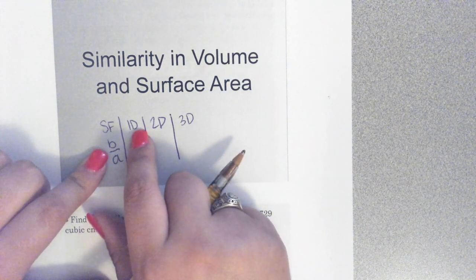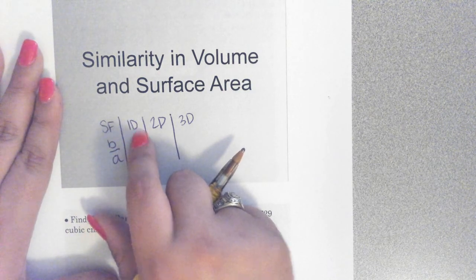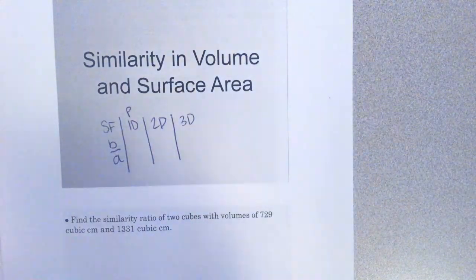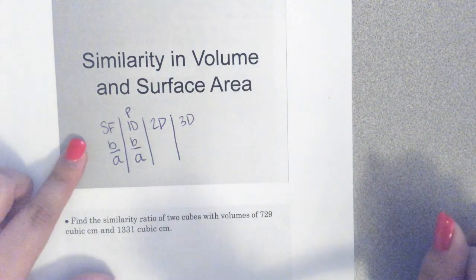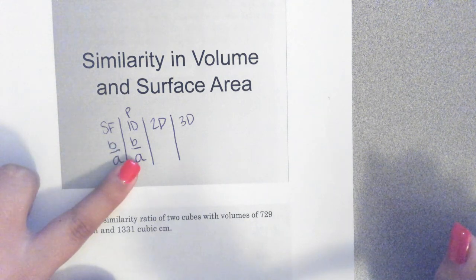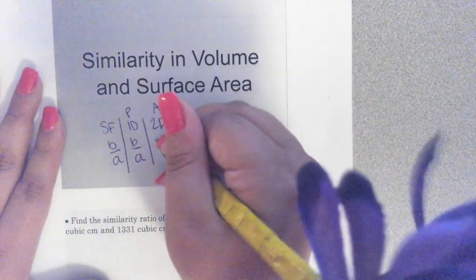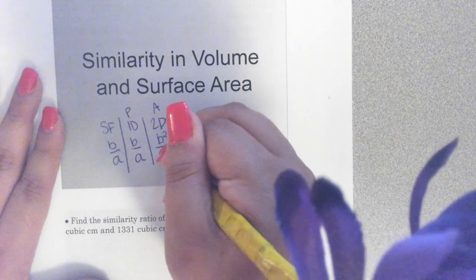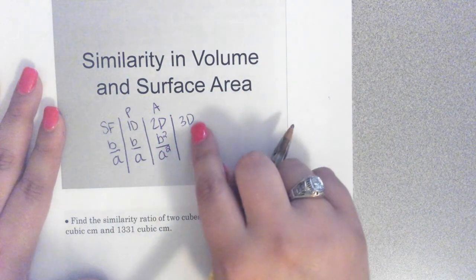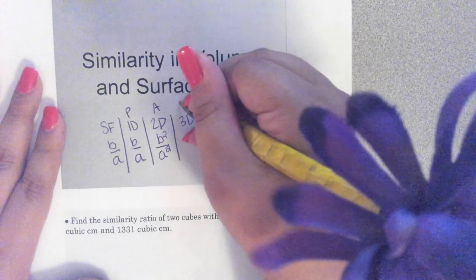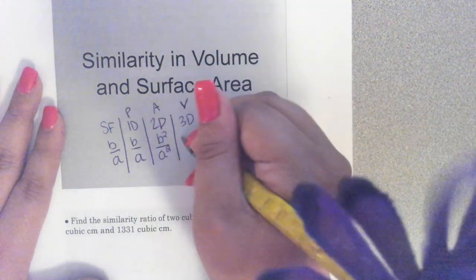1D. What did I say that represents? Perimeter or a side. And what does this give me? It's going to be the exact same, B over A. So whatever your scale factor is, if you're trying to find the effects on the perimeter, it's going to be the same as the scale factor. What does 2D represent? Area. And what do we have to do? Square it. So it was going to be B squared over A squared. What do you think 3D represents? Volume, and we're going to cube it.